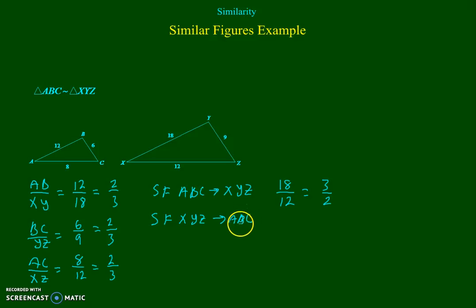We could also say the scale factor from XYZ to ABC. Again, we can use any corresponding side length. So here we could use 9 and 6. So it's destination 6 divided by 9, which reduces to 2/3. So that's scale factor in both directions.